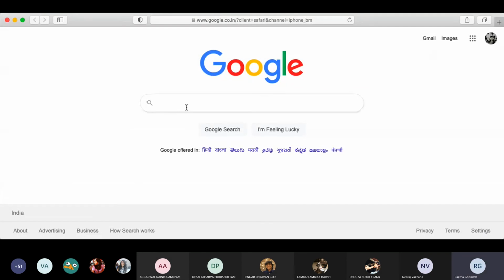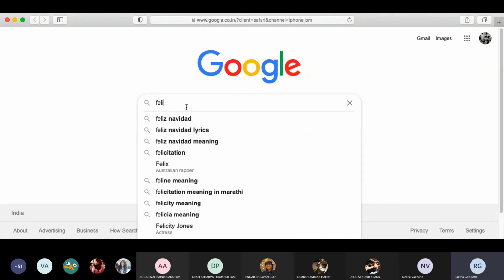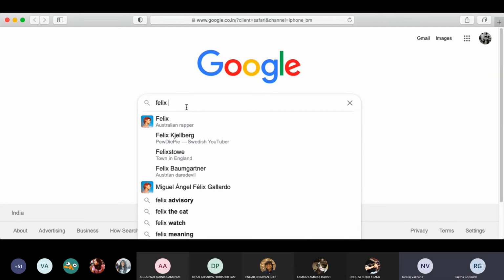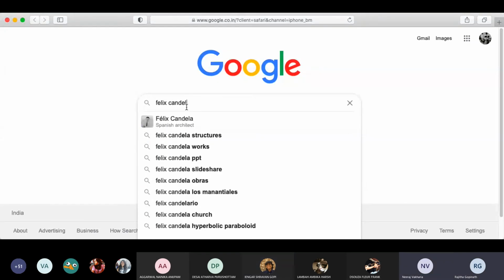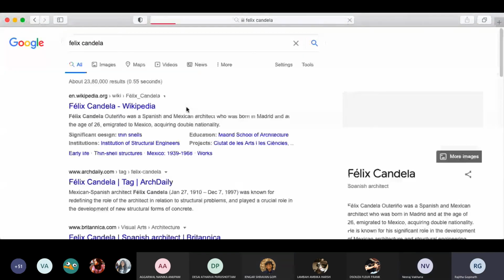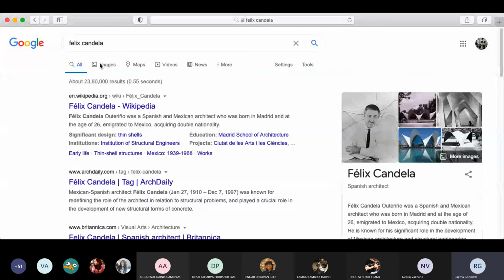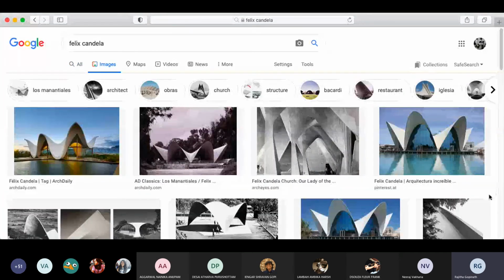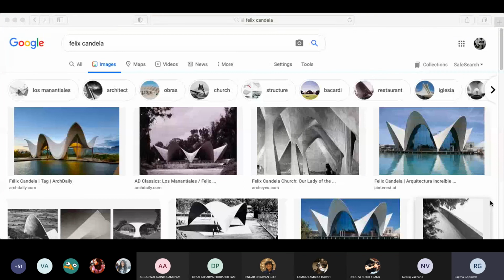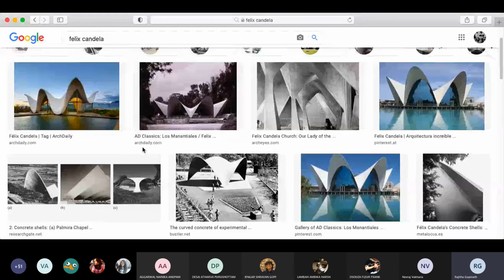Okay, so the kind of people we have, I just wanted to show you some of the works of these people. Now you can see my screen. Okay, so Felix Candela. So this is the kind of stuff he made. All right. Now, what you can do is that you can really go into the depth of how he designs.